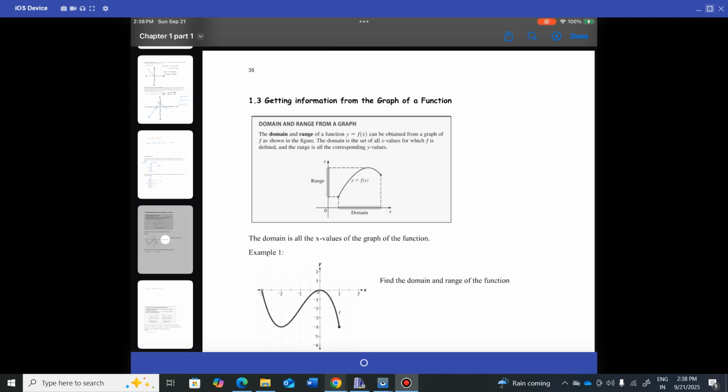Hi, this is Math 1350 and this video is over section 1.3. We're going to be looking at how to get information from graphs as well as how they relate to equations.